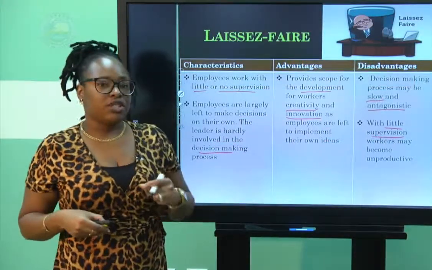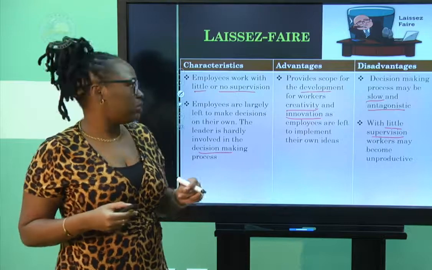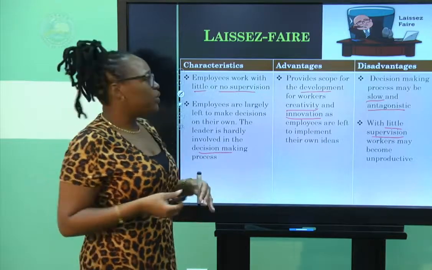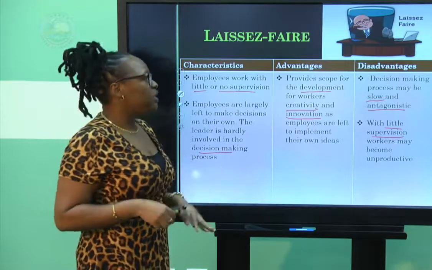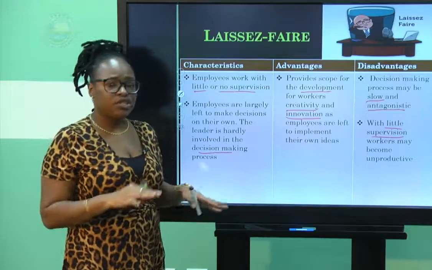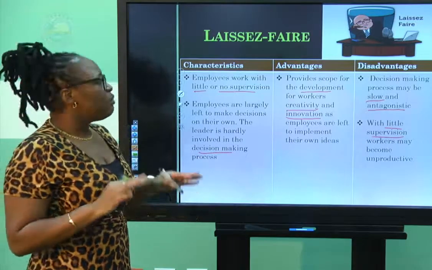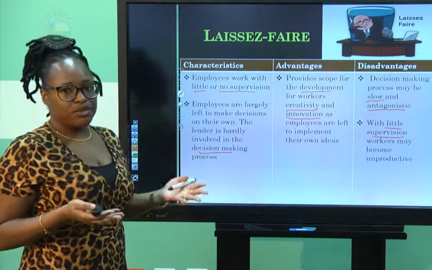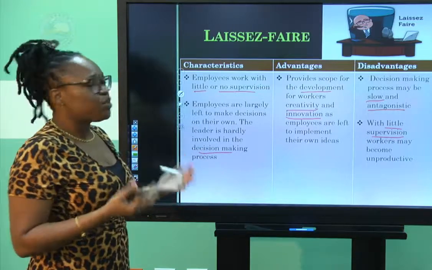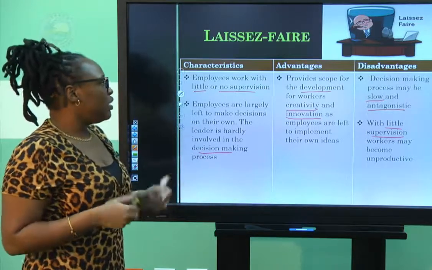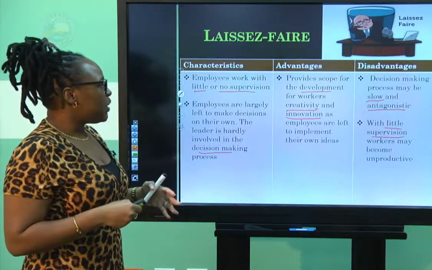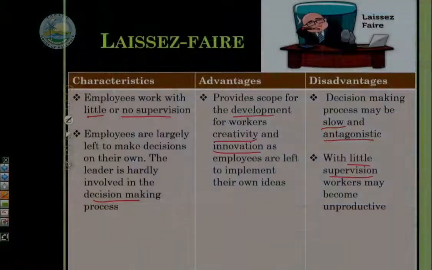The 3 leadership styles should be used based on the situation. So no leader should just be autocratic, no leader should just be democratic, no leader should just be laissez-faire. The combination of the 3 should be used dependent on the situation or the issue at hand. All right? So there are some times when I would be very autocratic. There would be some times when I would be democratic.